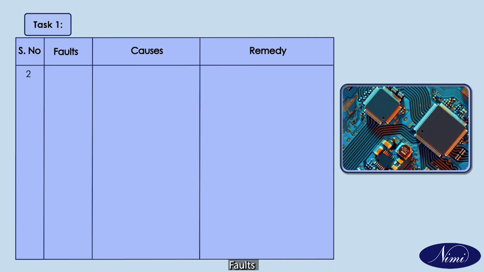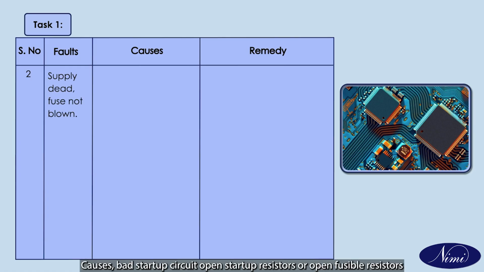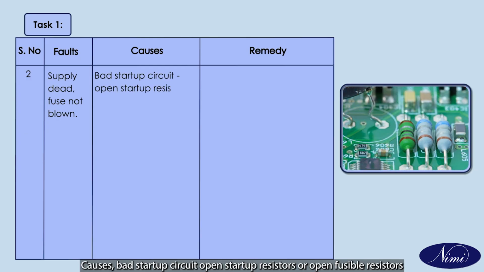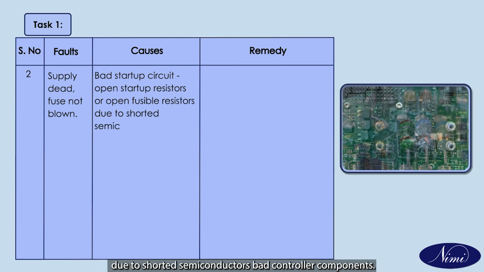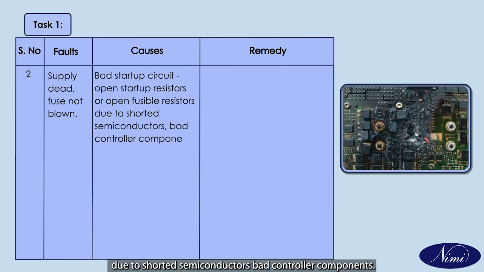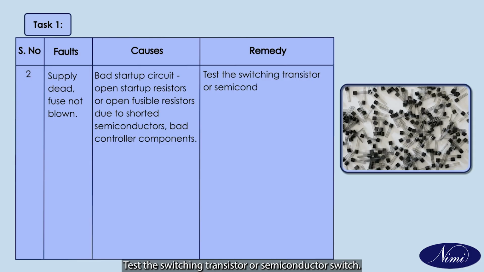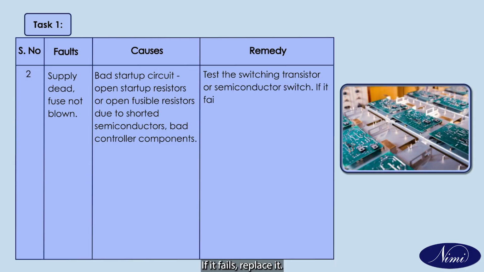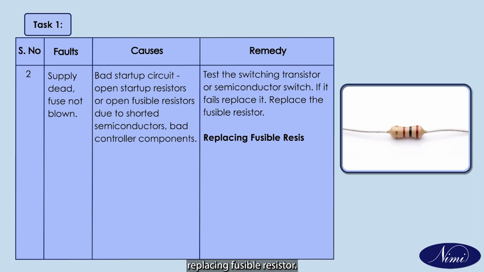Serial number 2. Fault: supply dead, fuse not blown. Causes: bad startup circuit, open startup resistors or open fusible resistors due to shorted semiconductors, bad controller components. Remedy: test the switching transistor or semiconductor switch. If it fails, replace it. Replace the fusible resistor. Replacing a fusible resistor.